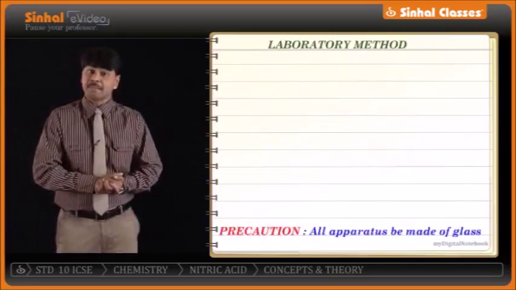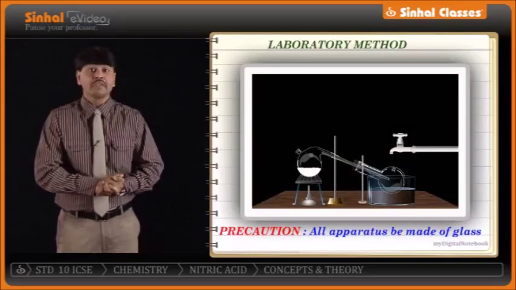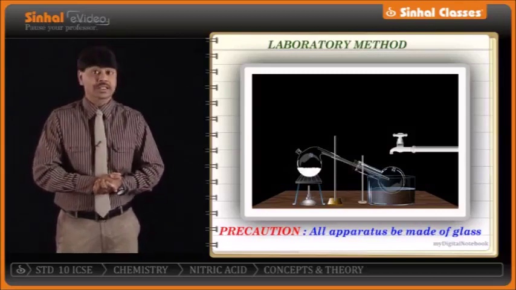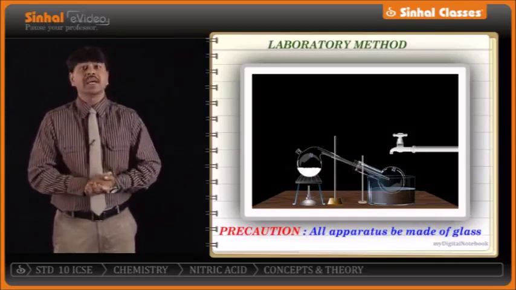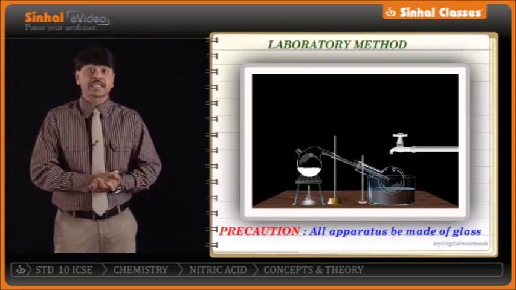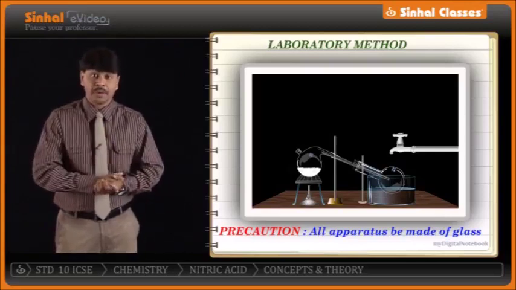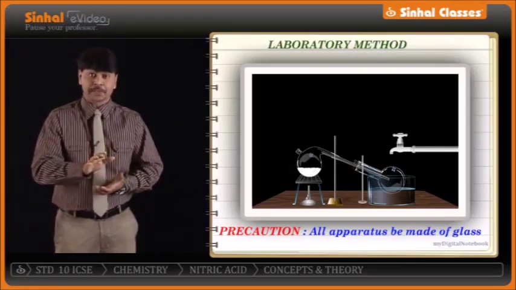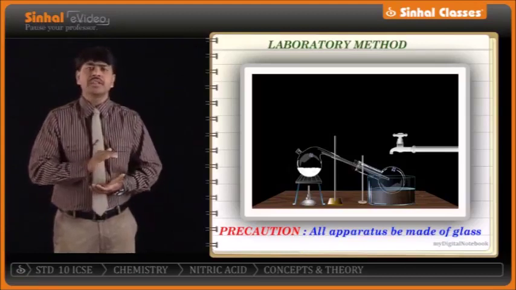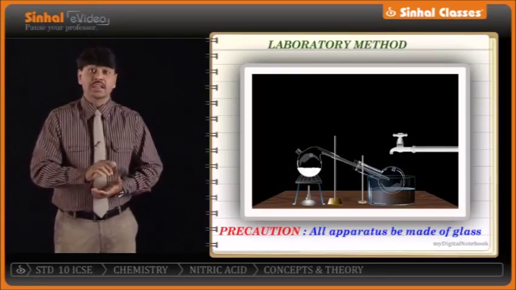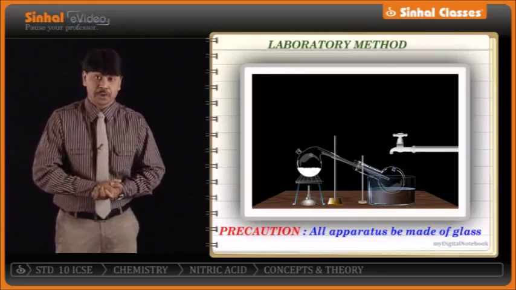Let's start with the lab method. In the laboratory, first and foremost, you have to take a glass apparatus, a glass retort. The whole apparatus has to be made up of only glass. Reason? The nitric acid vapors which will be formed are highly corrosive in action. They can attack rubber, wood, etc. So we should not use any instrument or any material made up of rubber or wood. Reason, as I told you, it is highly corrosive in nature.